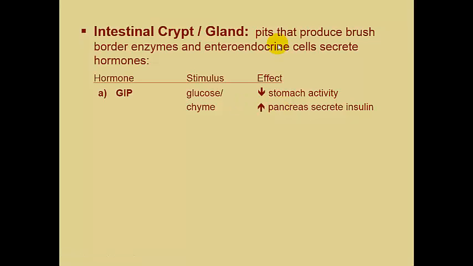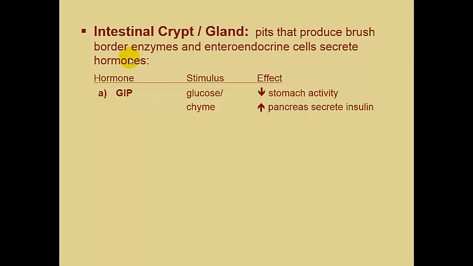Gastrin stimulates stomach activity. GIP, gastric inhibitory, so inhibit means to stop or slow down, so that's the down arrow here, slowing down or stopping gastric activity. So gastrin turns the stomach on, GIP turns the stomach off. So by being able to turn it up and turn it down, we can regulate it, and that's the whole key here, to regulate the stomach.